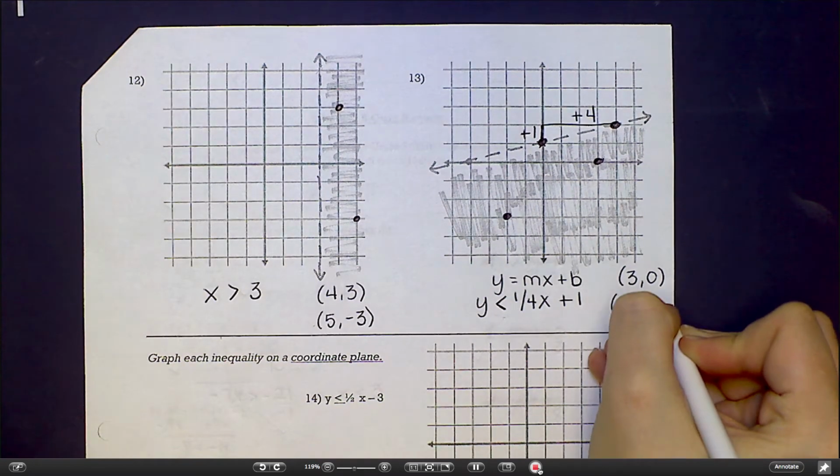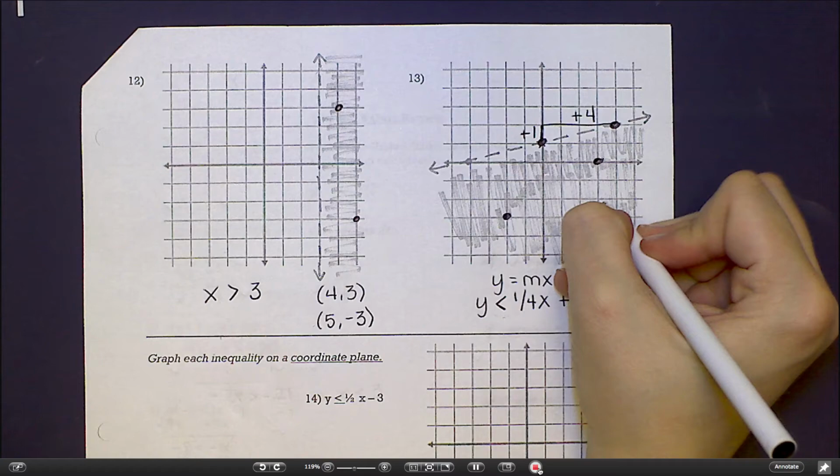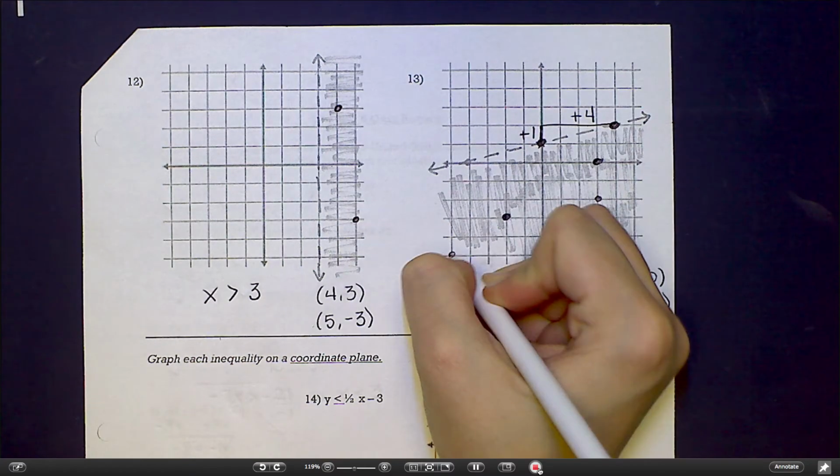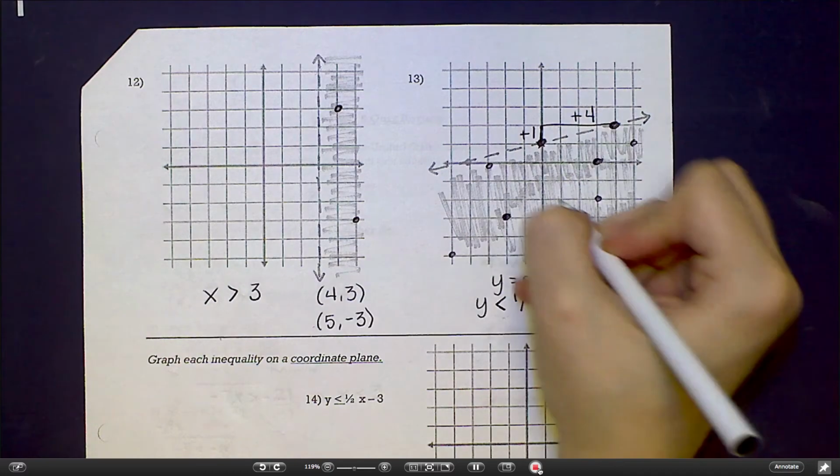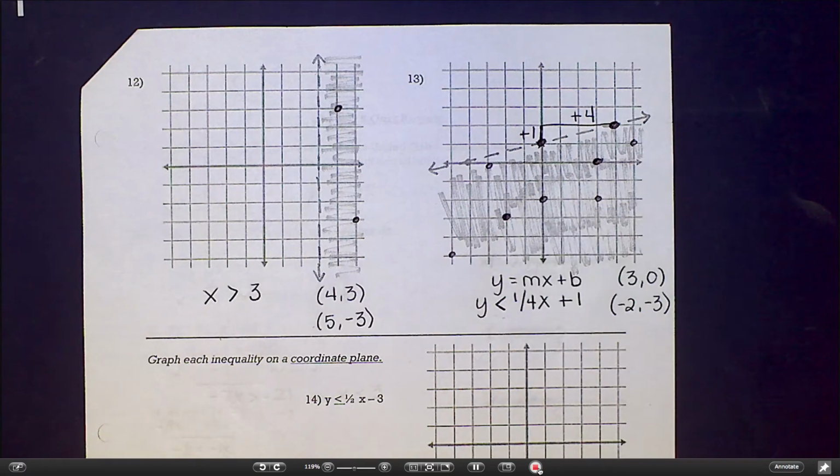And again, your answers might be different than mine. Any points that are down here in the shaded area, all of these would work. Just make sure they're somewhere under that line where it's shaded. Okay? Any of those would be okay.